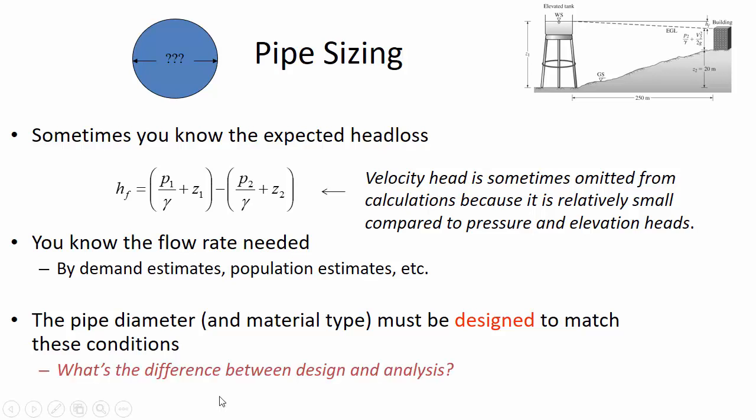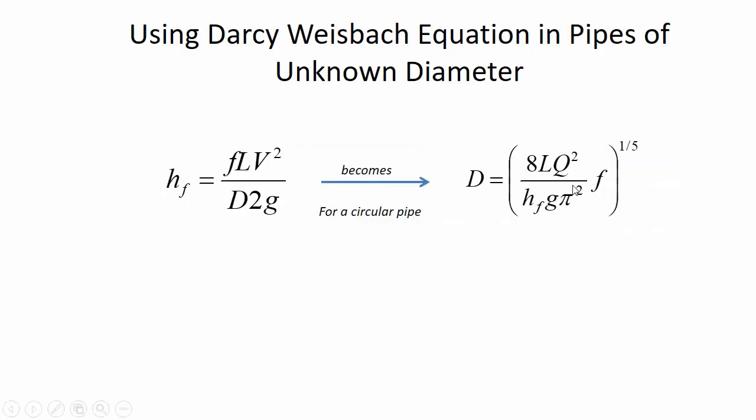So the process of trying to design the pipe is looking at the head loss that's available and estimating, for a certain material, what is going to be the velocity for a given diameter and how much head loss there will be. So if H sub F is a known and the unknown is what diameter is required, we can rearrange the Darcy Weisbach equation for a circular pipe to look like this.